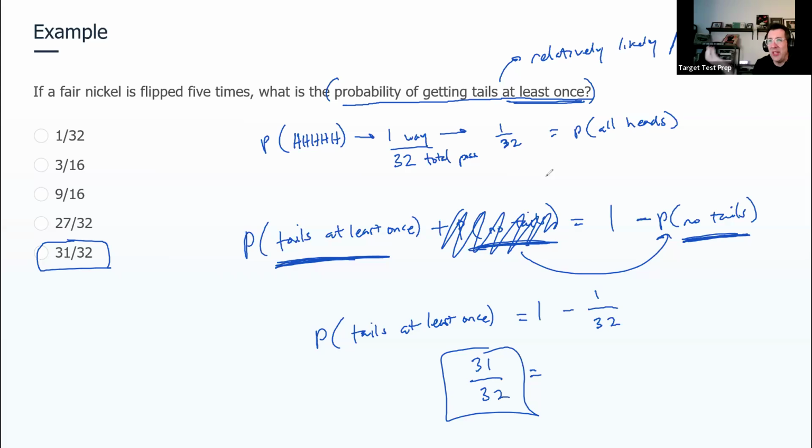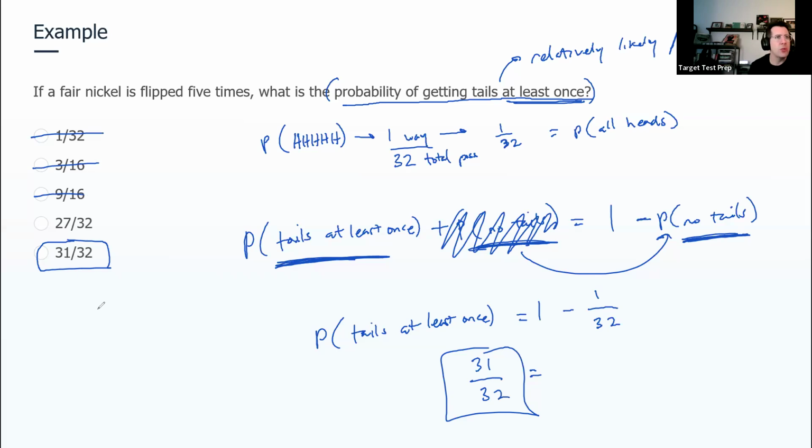I feel like it would be higher than that, but it's definitely not these first two, 1 out of 32 or 3 out of 16. There's no way. That's way too low, right? So the probability should be pretty high. That allows you to get rid of at least 2 answers, if not 3. So again, use a test of reasonableness.